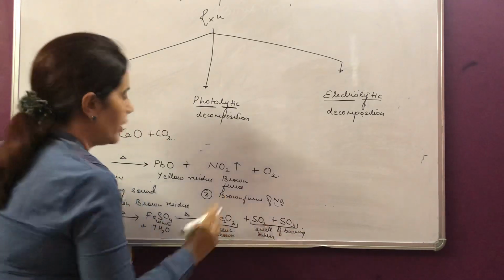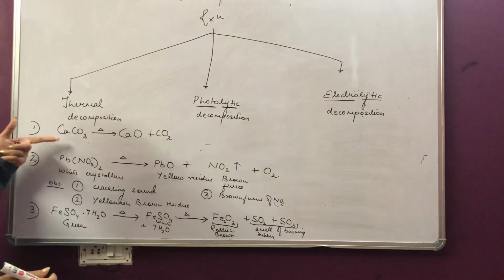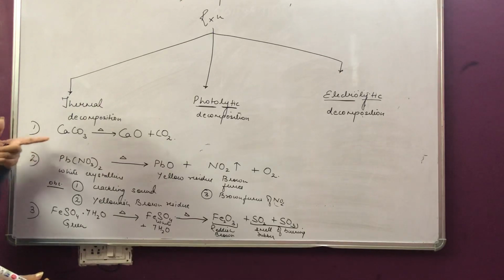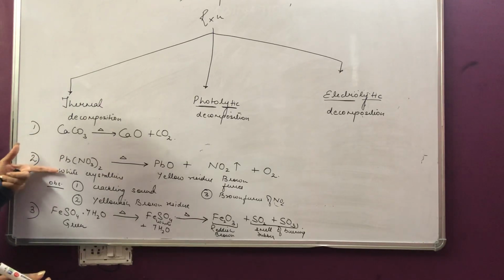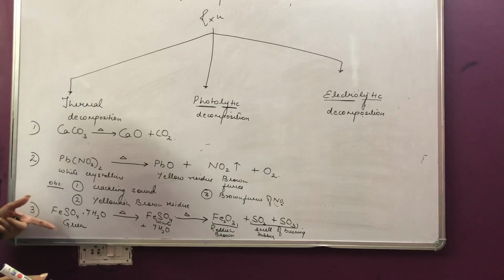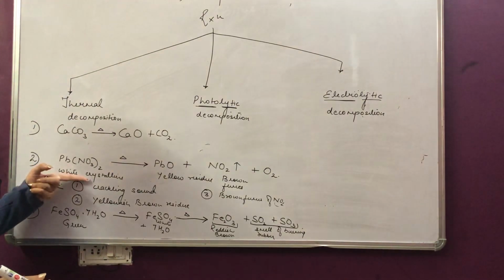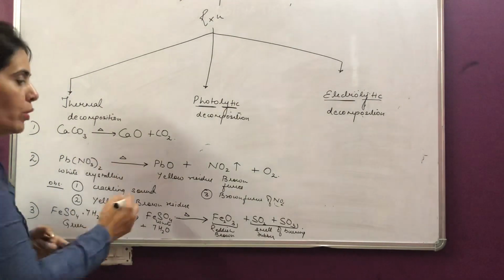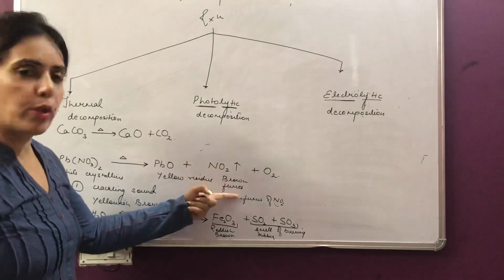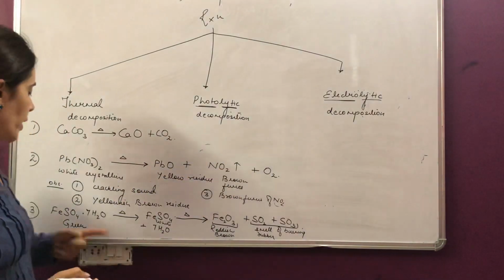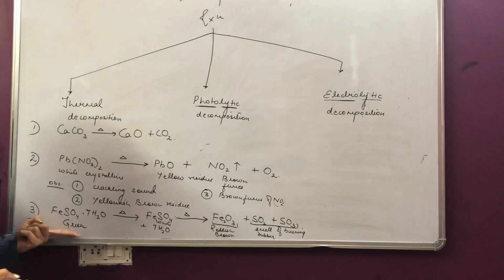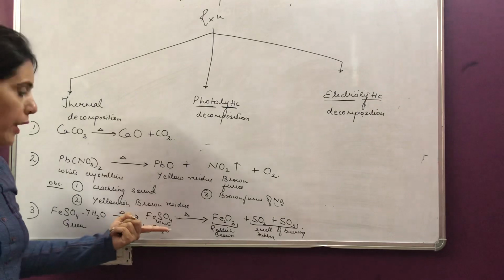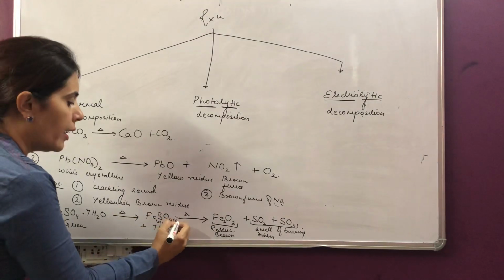Right? So 3 examples are clear to everyone. First is heating of calcium carbonate. Second is heating of lead nitrate. And third is heating of ferrous sulfate, dot 7H2O. So in this, white crystalline salt on heating gives a crackling sound, a yellowish brown residue, brown fumes of NO2 and O2, right? And a green colored salt, that is FeSO4.7H2O, on heating gives FeSO4, which is a white solid, right?